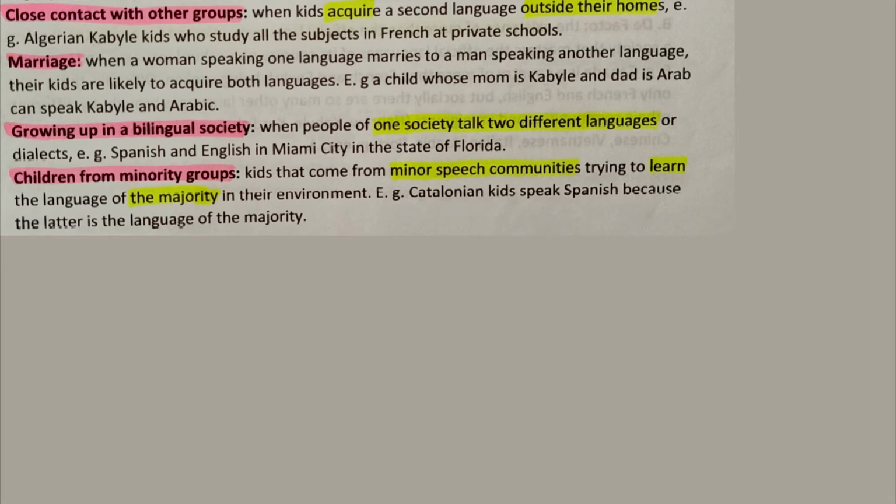And we have growing up in a bilingual society. It is when people of one society talk two different languages. Okay.